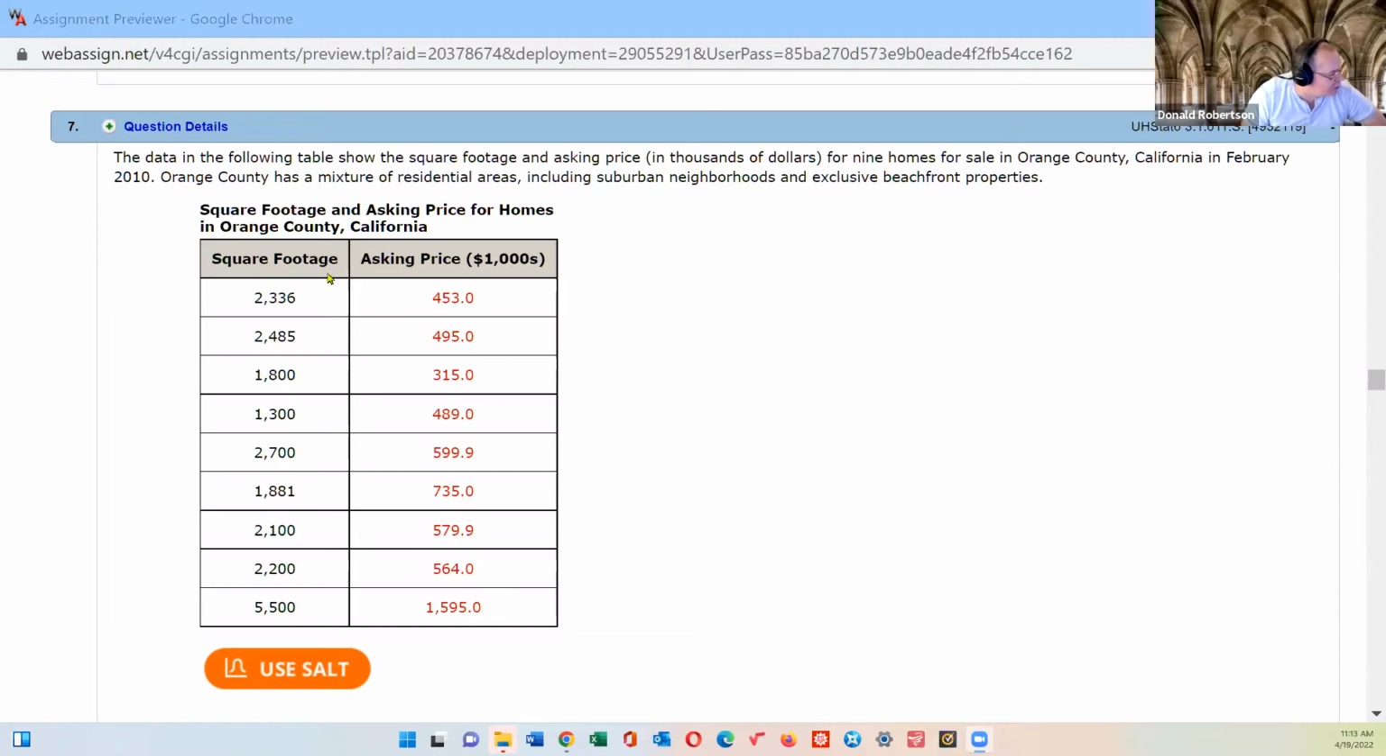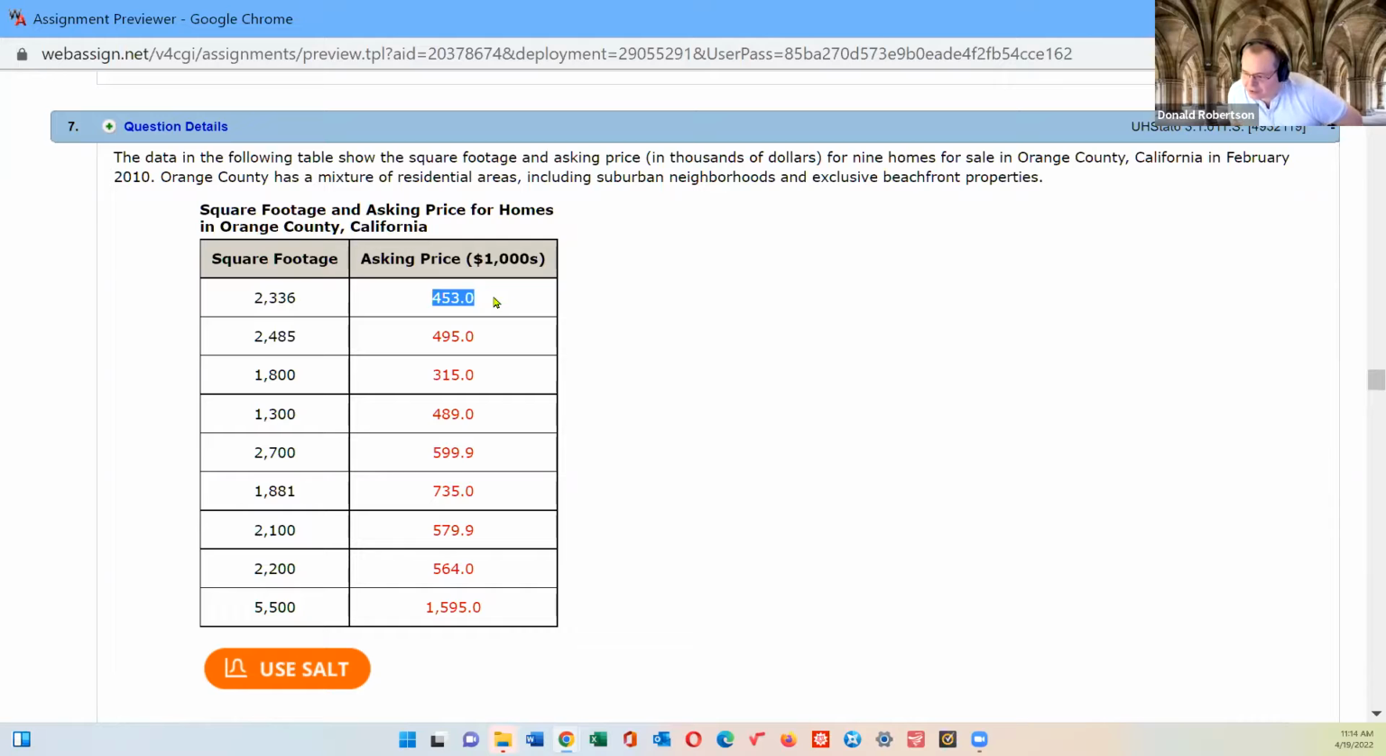So we are talking funny money here. Orange County, California. In this particular one, it's 2010. So I bet you everything here is probably doubled in price or more, right? But in 2010, these are the prices. A 2,336 square foot house sold for 453,000. We would call these comps.